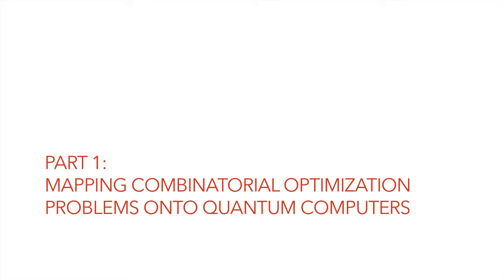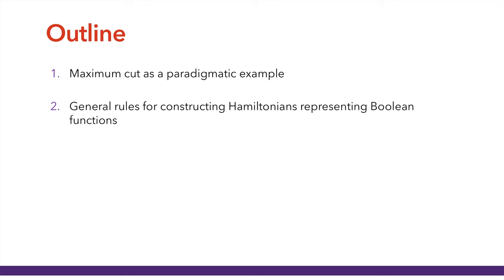Let us now switch gears and talk about mapping combinatorial optimization problems onto quantum computers. And in the third part, we're going to talk about how to solve them. But before solving them, we have to map them. I'm going to start by walking you through maximum cut as a paradigmatic example, and probably the most well-studied problem for quantum optimization. And then from the tools that I've shown you in maximum cut and from the understanding that we develop in talking about maximum cut, I will show you general rules for constructing Hamiltonians representing Boolean functions. And that will provide you with a more general framework for mapping your particular problem onto quantum computers, the problem that you are interested in.